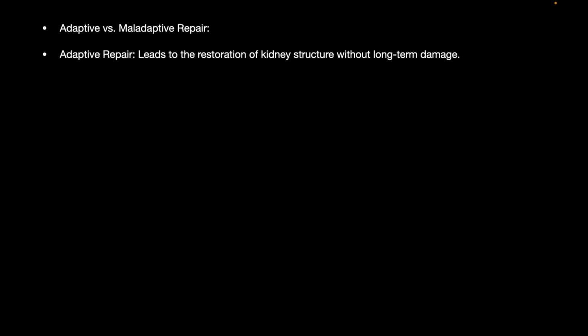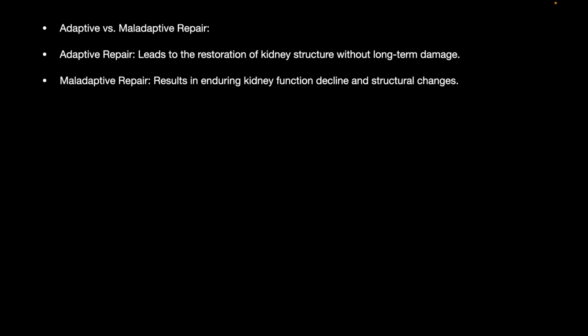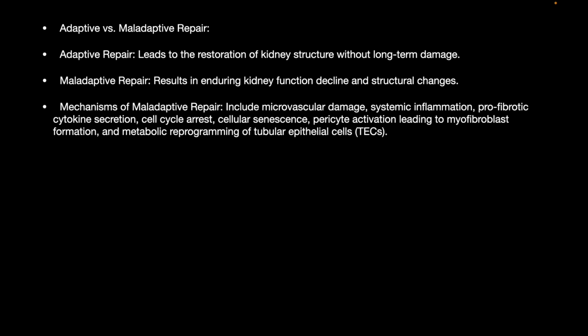These are the adaptive and maladaptive responses. Adaptive repair leads to restoration of the kidney function, and a maladaptive response is unable to repair the kidney fully, so there is a decline and there is a structural change in the kidney. These include microvascular damage, systemic inflammation, profibrotic cytokine secretion, cell cycle arrest, cell senescence, pericyte activation leading to myofibroblast formation, and metabolic reprogramming of the tubular epithelial cells.